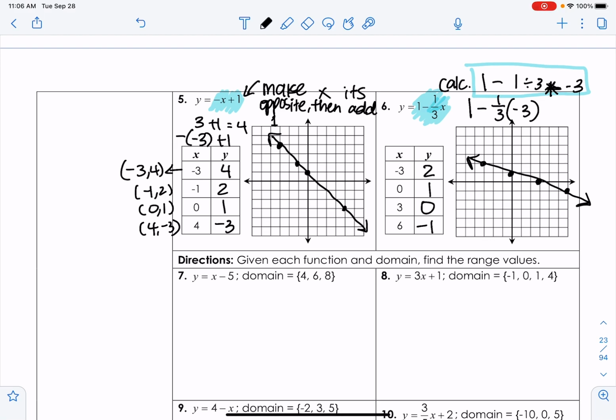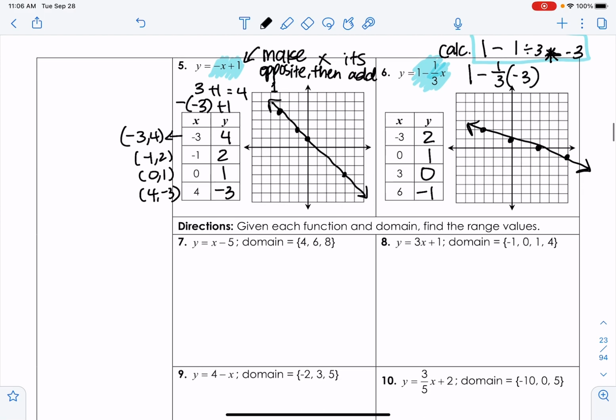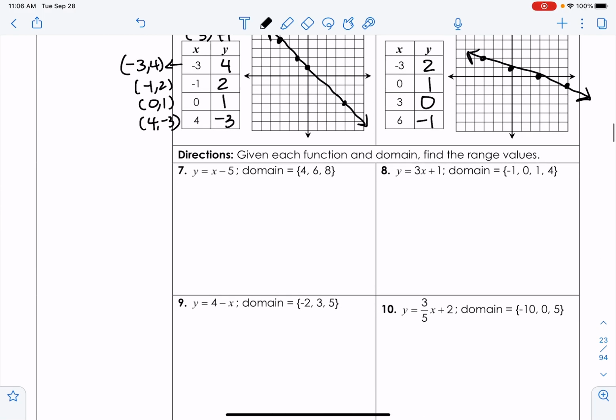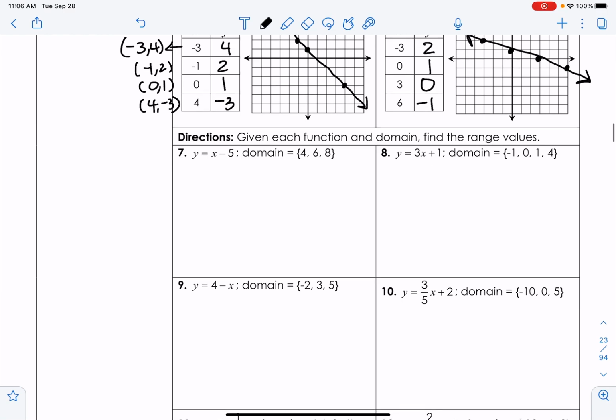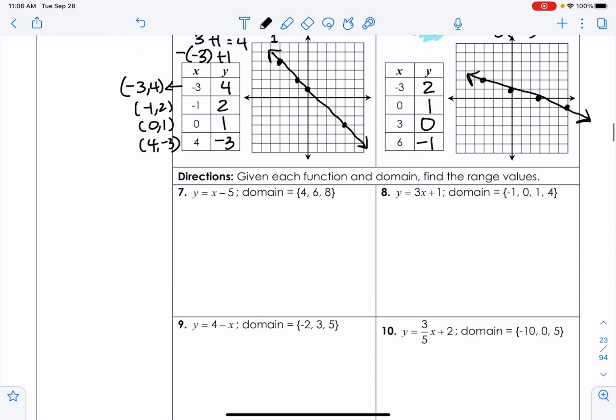Alright, we were done with that part. Next, we're given the function and the domain, so we have to find the range values. This is what I like to do: I create my own function table, but I put the actual function rule in the middle. I do my x, my function rule, which is x minus 5, and then my y.